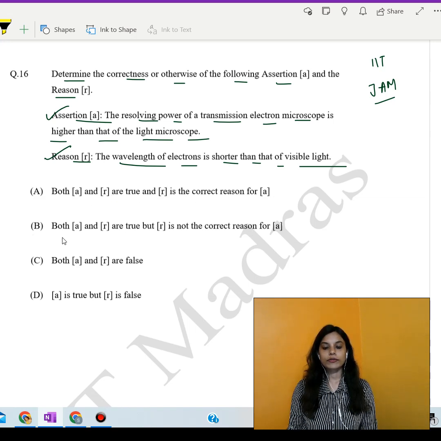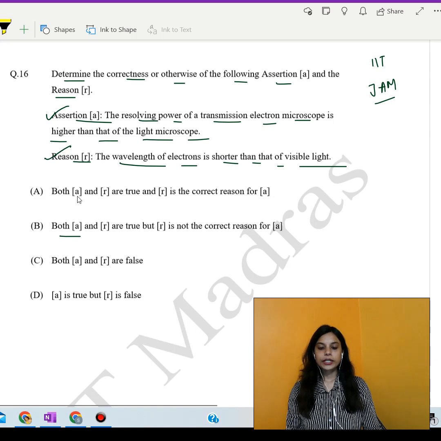or for B we can also see whether the assertion and the reasoning are both true or not, or whether the reason is not the correct reason for the assertion or not, and the others are like this. These are the options given. So let's discuss the question.